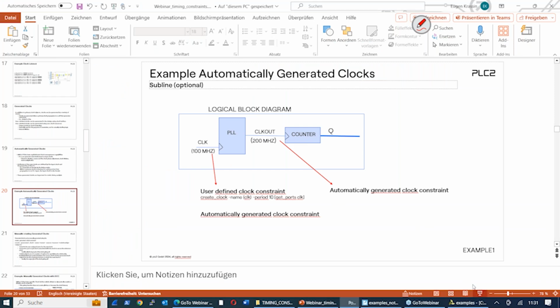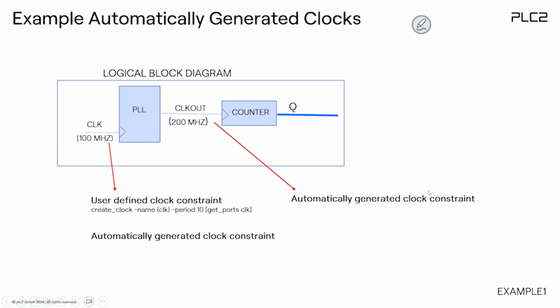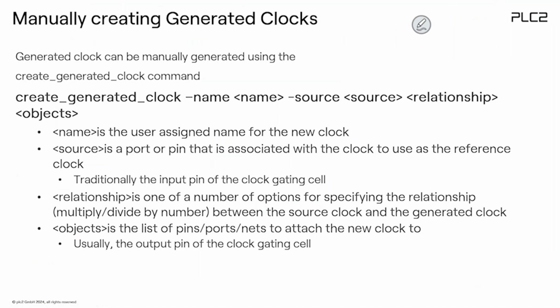So this was very nice. This was an automatic generated clock, but sometimes we need to define a clock which is not understood by Vivado. So we have to do something manually. It's called manually creating a generated clock. So why? What is the reason? Why should I do this?